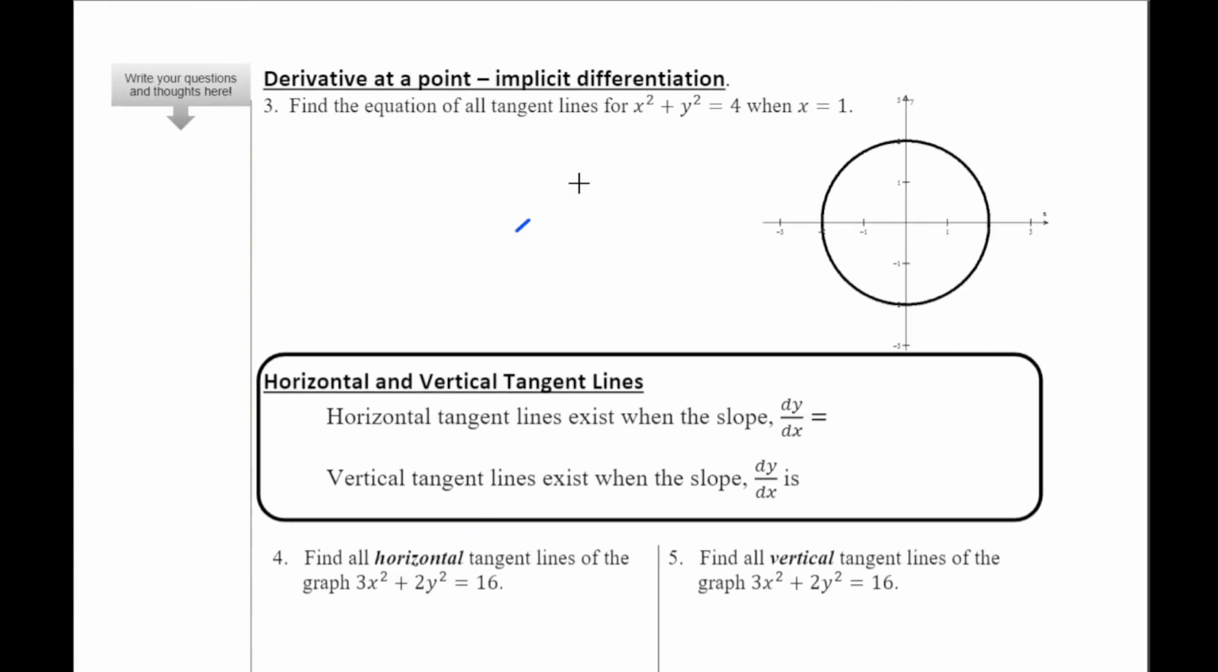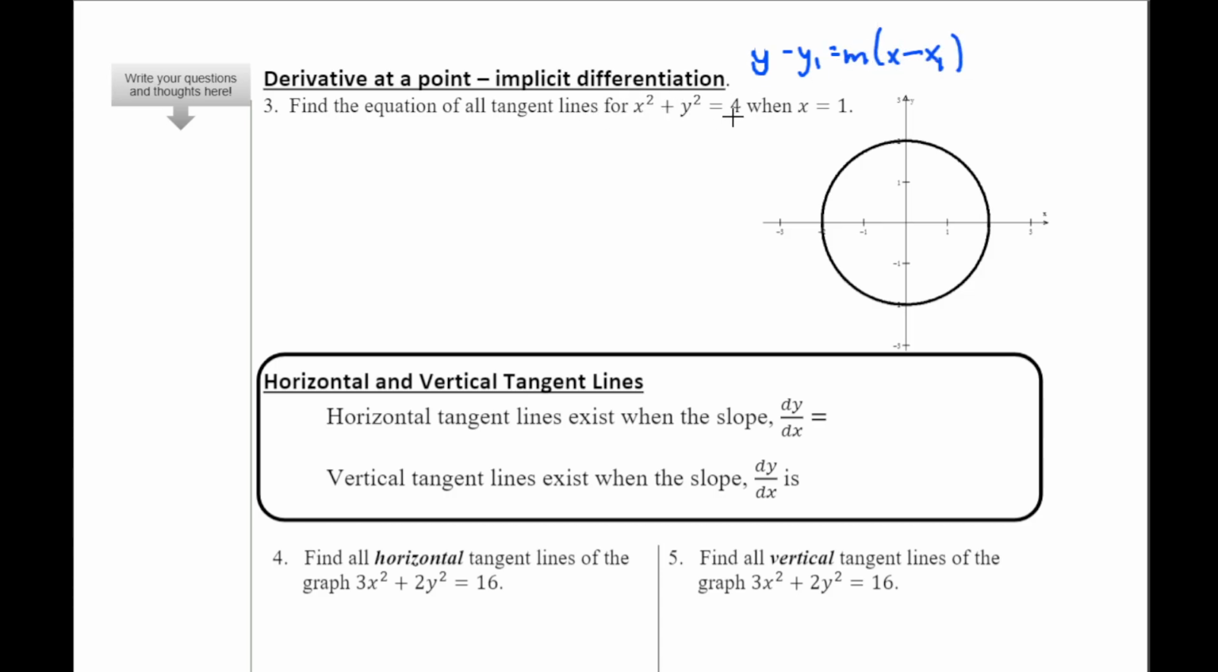Find the equation of all tangent lines for x squared plus y squared equals 4 when x is equal to 1. So, find the equations of all tangent lines. If you remember the formula for a tangent line, it's going to be y minus y1 is equal to m times x minus x1.